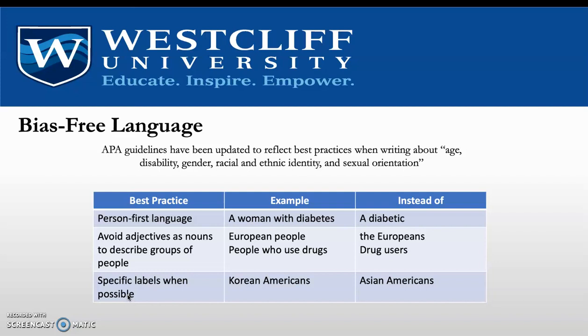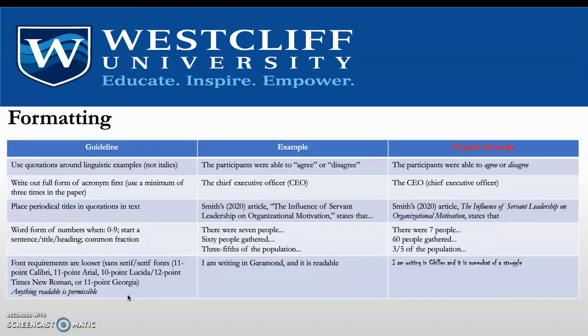And then specific labels, as specific as possible. So instead of just saying Asian Americans, being specific, Korean Americans. And then with formatting, a couple of things. So quotations are used for linguistic examples or for emphasis. So you can see here in the example, I quote, agree or disagree, instead of putting it in italics like so. This hasn't changed, but acronym use, write out the full form first, and then the acronym should come in parentheses, not the other way around.